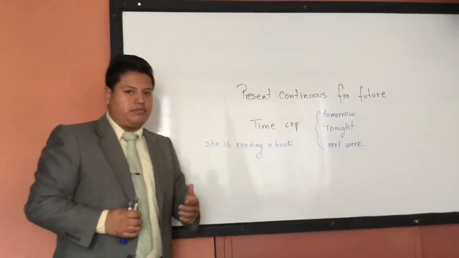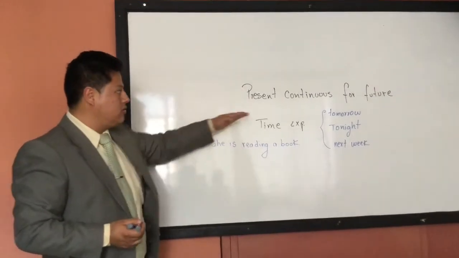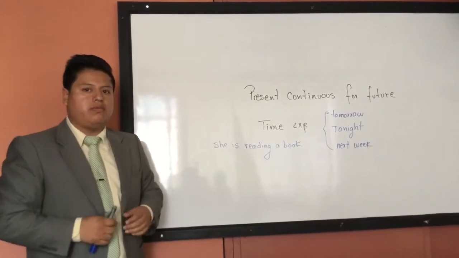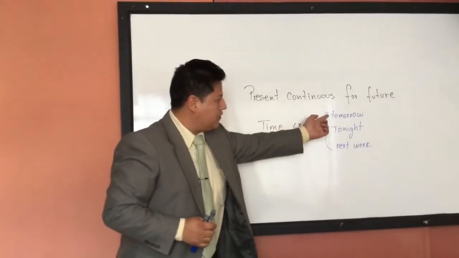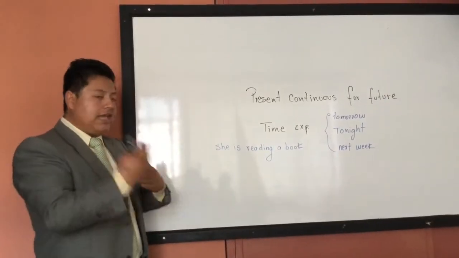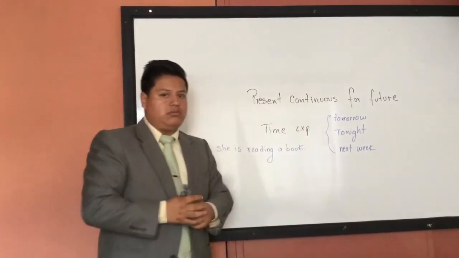She is reading a book. This sentence is in present continuous. To change it into the future, you only put this phrase, tomorrow, tonight, or next week, at the end of the sentence. For example, she is reading a book tomorrow.